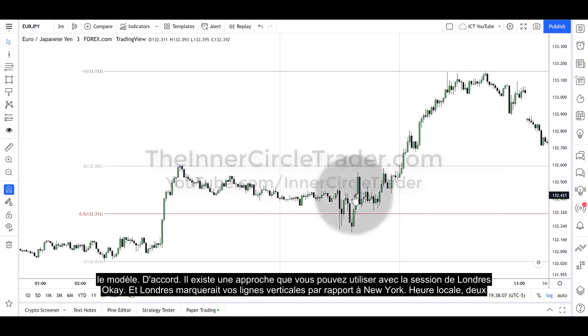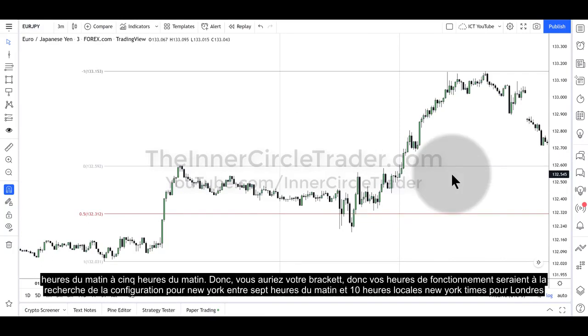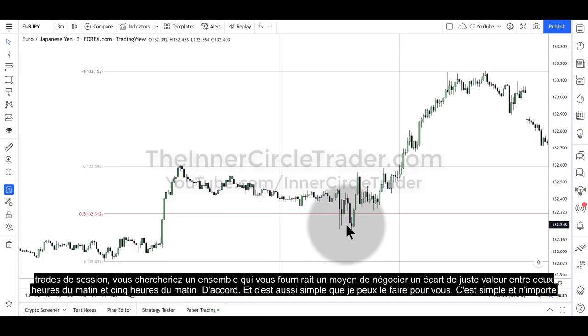Okay, there is an approach that you can use with the London session. London would be marking up your vertical lines relative to New York local time, 2 o'clock in the morning to 5 a.m. So you'd have your bracket. Your operating hours would be hunting the setup for New York between 7 o'clock in the morning and 10 o'clock local New York time. For London session trades, you would look for setups that would provide you a way to trade a fair value gap between 2 o'clock in the morning and 5 o'clock in the morning. Okay, and that's as easy as I can make it for you.